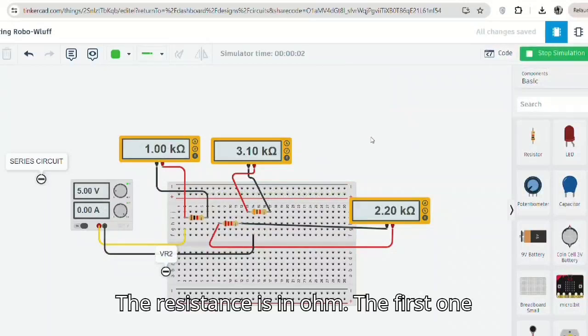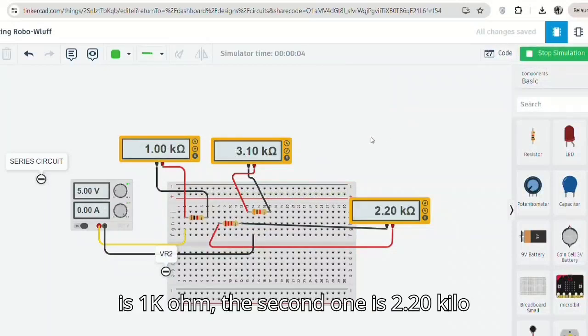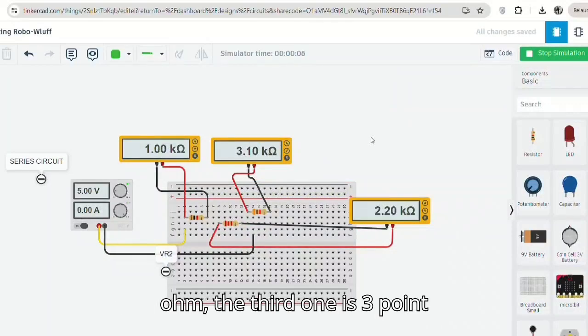The resistance is in ohms. The first one is 1 kilo ohm. The second one is 2.20 kilo ohm. The third one is 3.10 kilo ohm.